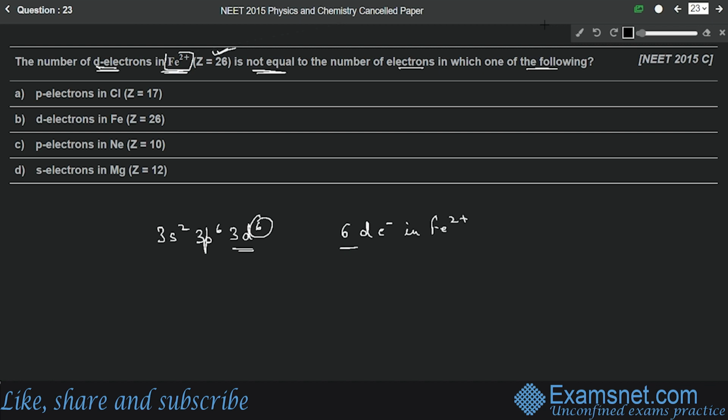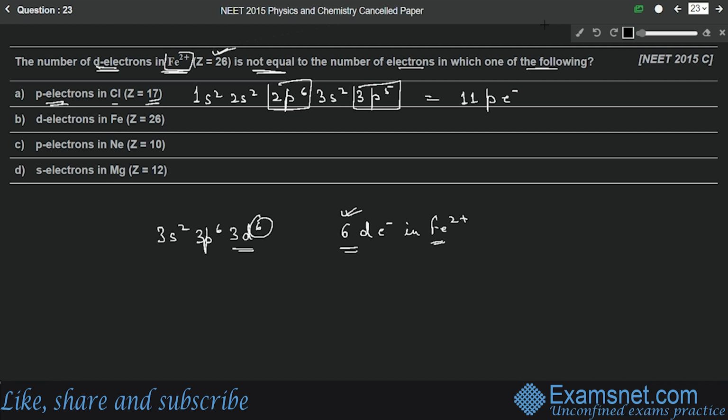So we have to compare in each of the given options. The first option is p electrons in chlorine. So let's see how many p electrons are present in chlorine. The electronic configuration is 1s2, 2s2, 2p6, 3s2 and then 3p5. Okay, total 17 electrons because atomic number is 17. Now how many p electrons are there? 6 p electrons here and 5 p electrons here. So total 11 p electrons. This is not same as the number of d electrons in Fe2 plus because that was 6. Okay, so this is incorrect.